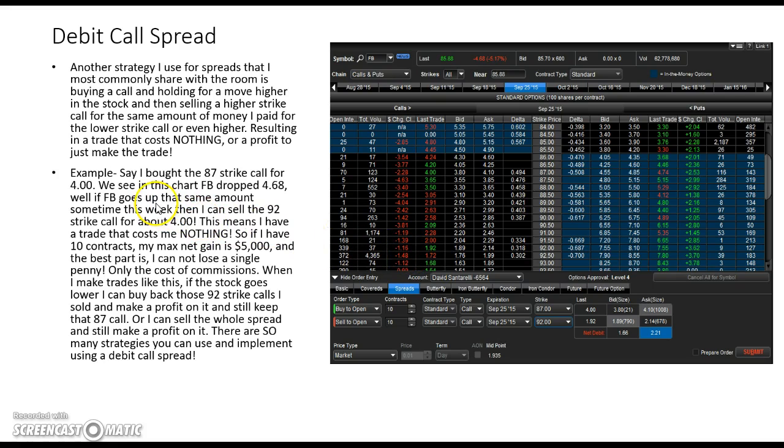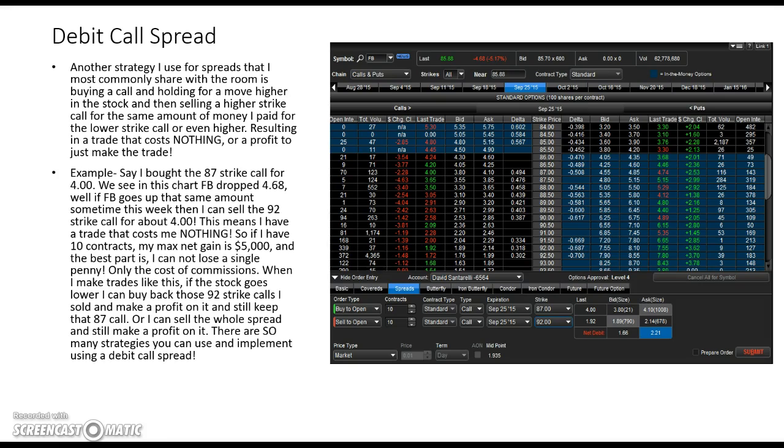So where was I over here? This means I have a trade that costs me nothing. That's because I'm saying back up here, I can sell the 92 strike then for about $4. And since I paid $4 for the 87 strike call, and I'm selling the 92 strike call for $4, this trade costs me nothing. So if I have 10 contracts, my max net gain is $5,000. And the best part is I cannot lose a single penny, only the cost of commissions.